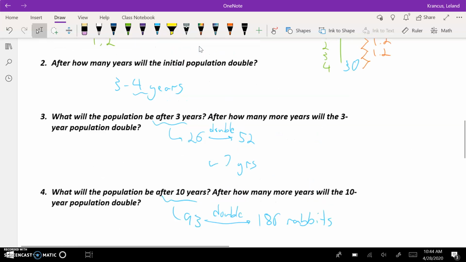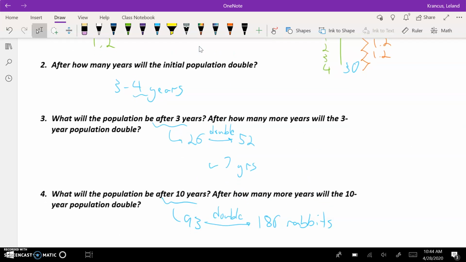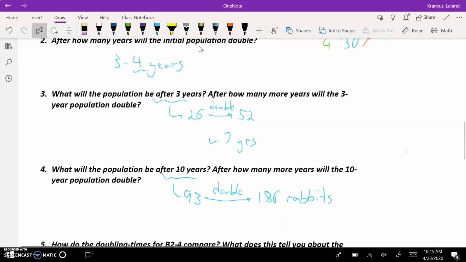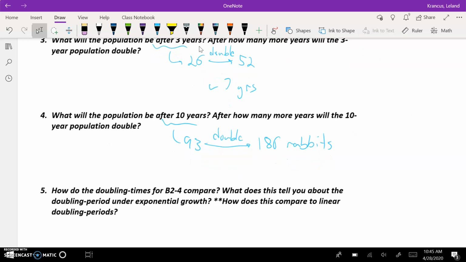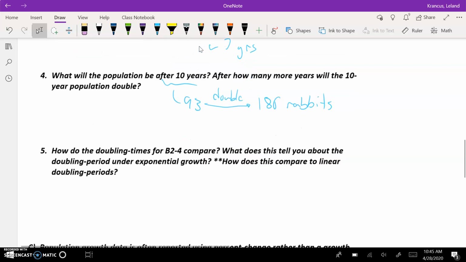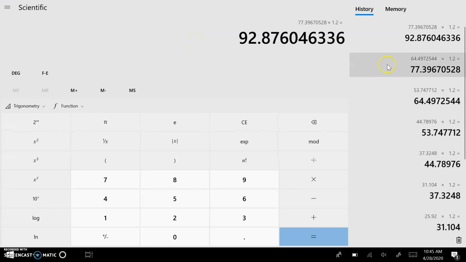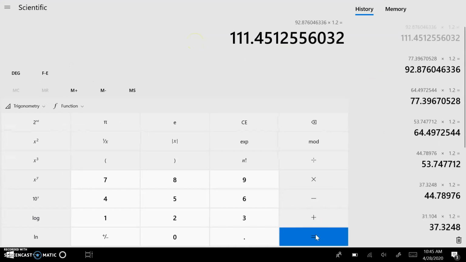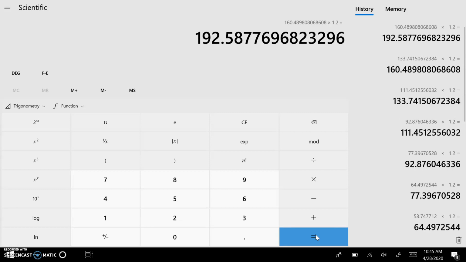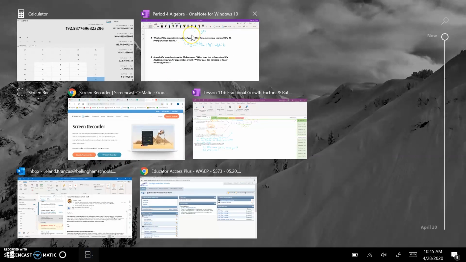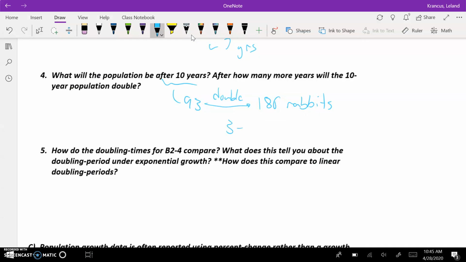But notice the first time we looked at it, for it to double from 15 to 30, that was 3 or 4 years. Notice it's about another 3 or 4 years for it to double from 26 to 52. Also, it seems like it would take longer to double 93 rabbits to 186. But if you look in your calculator, I'm going to go 1, 2, 3, 4. It's another 3 or 4 years.